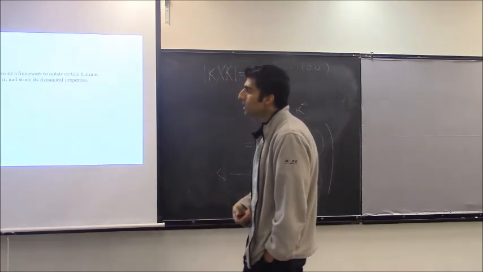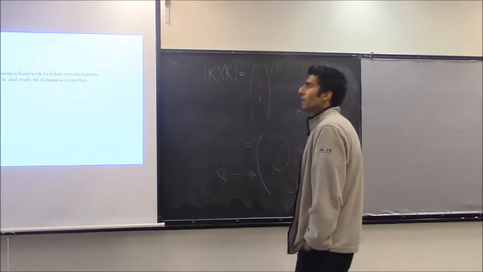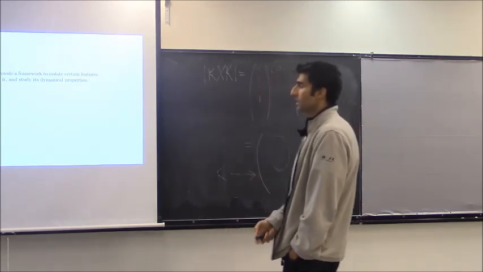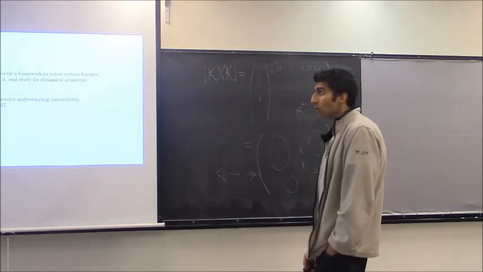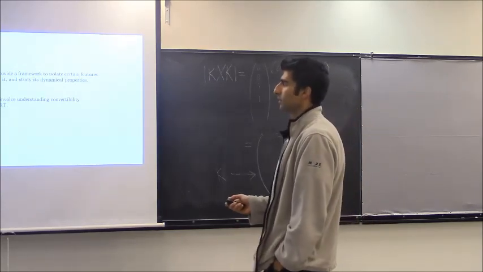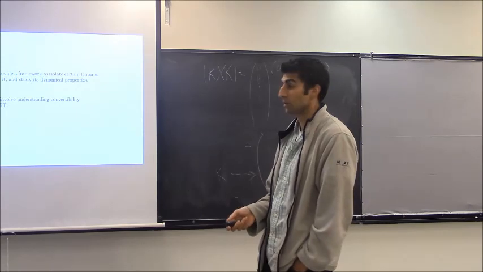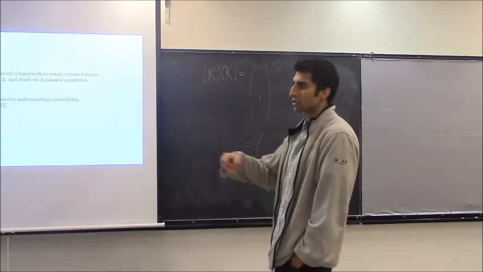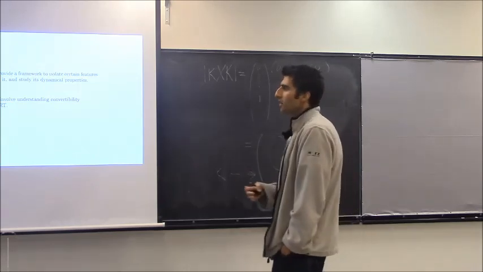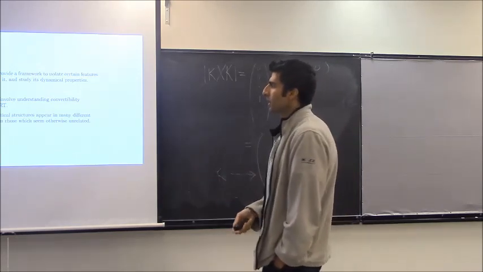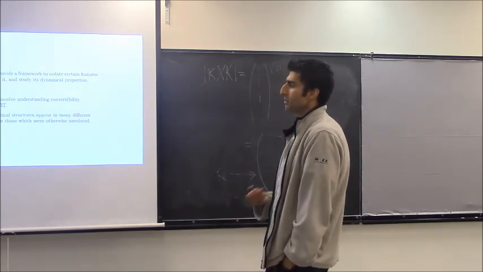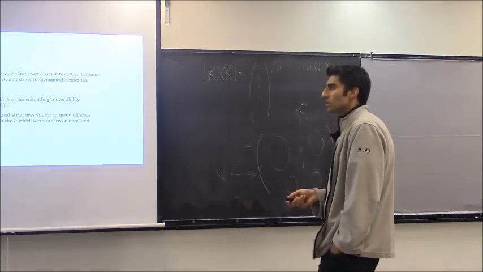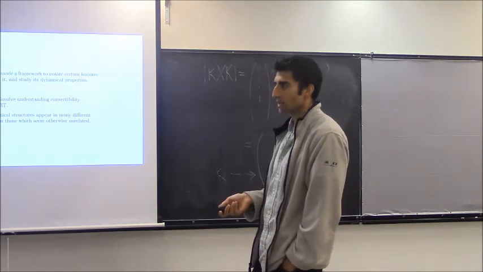Okay, so conclusions. Quantum resource theories provide a framework to isolate certain features of a quantum system, quantify them, and study their dynamical properties. There are a number of open problems involving convertibility conditions for one state to another. Usually these are very, very difficult, but I think there's slow progress being made on various fronts. And one of the things that excites me and I find very interesting is that the same mathematical structures appear in many different resource theories, even those which seem otherwise unrelated.